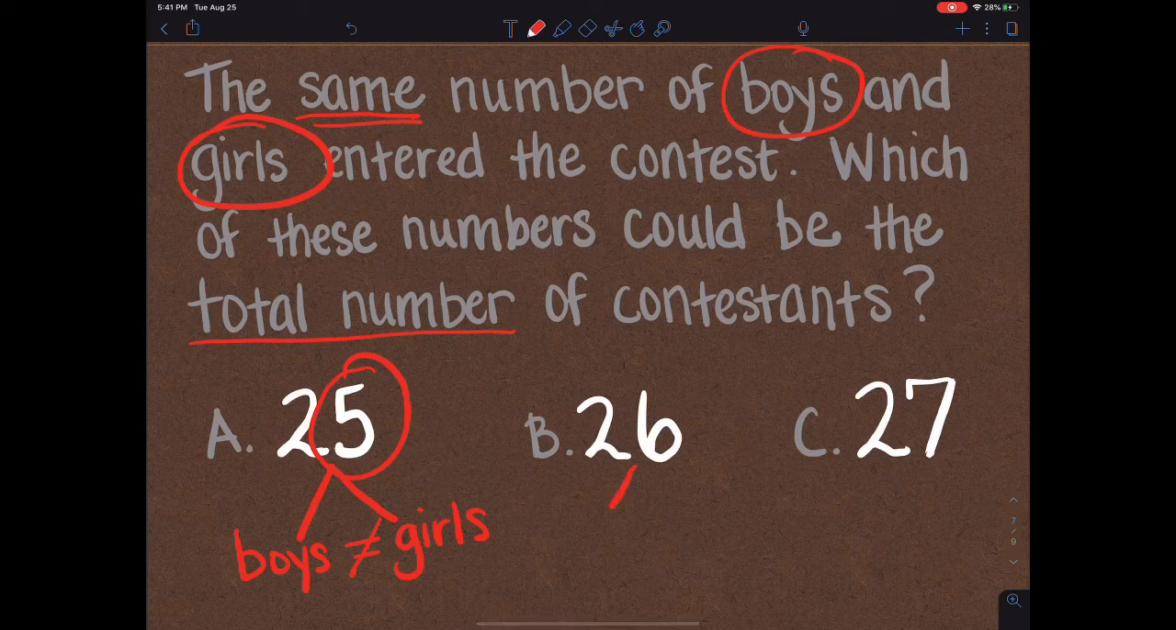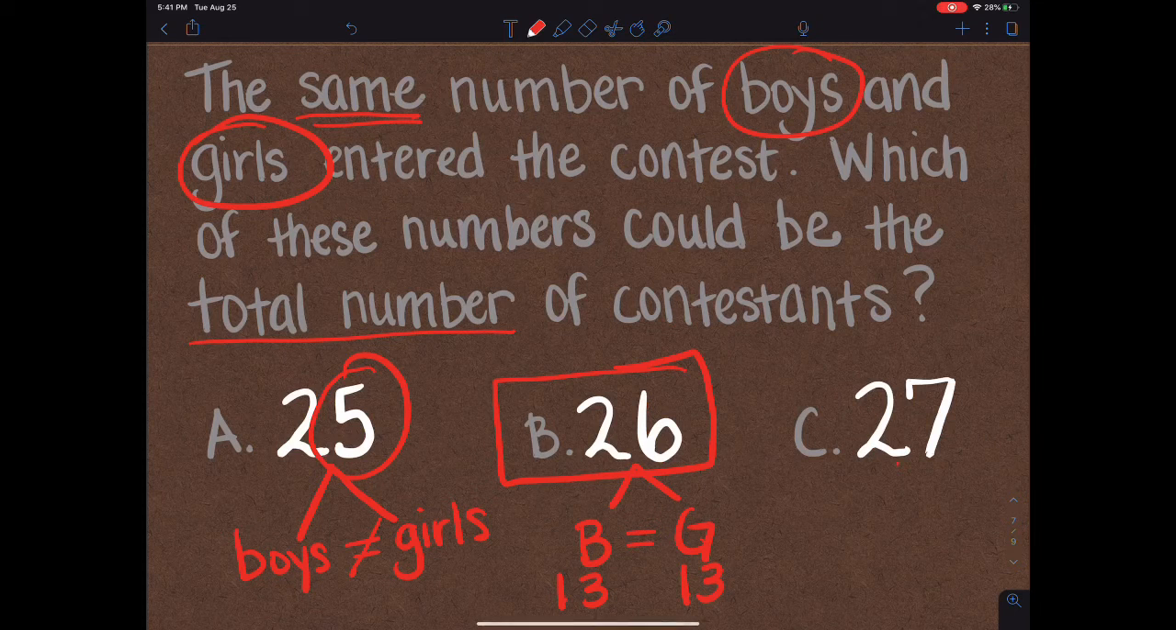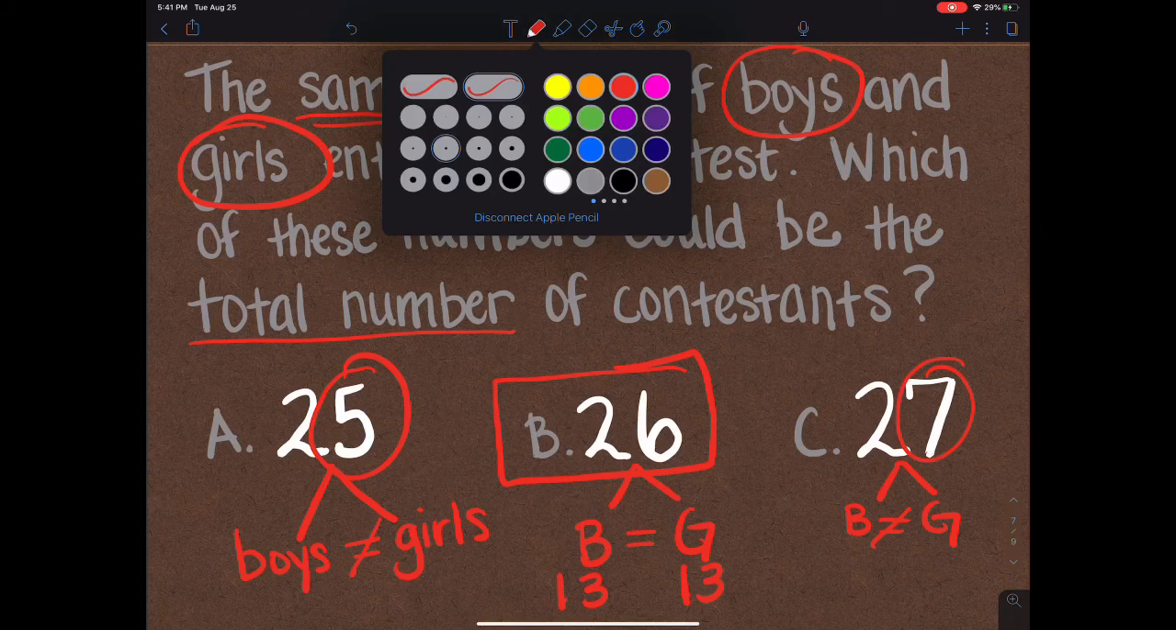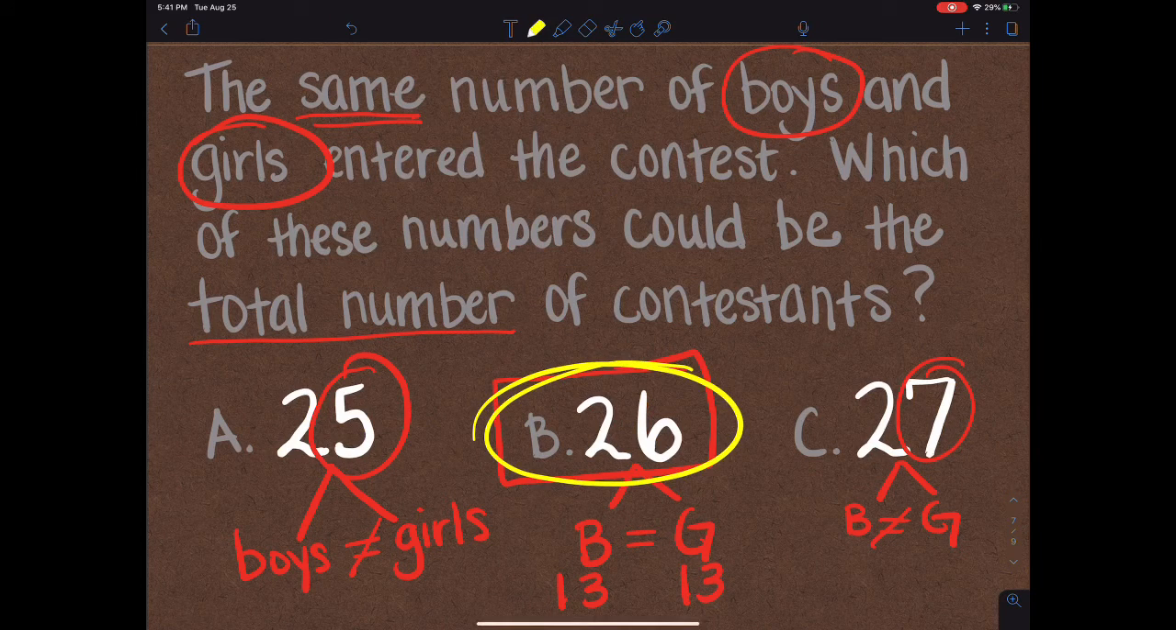What about 26? If you separate that into boys and girls, there could be 13 boys and 13 girls because that's half of 26. So that would be an equal number. So I think it could be this one. But let's try it with the last one. If you separate that into boys and girls, because this is an odd number, these will never be equal. Because you can't split a boy or a girl in half. That would be crazy, right? So the answer has to be this one, 26, because it's the only one that's an even number.